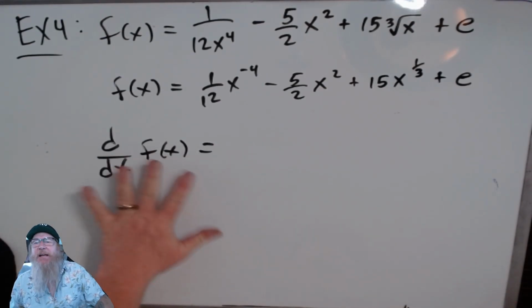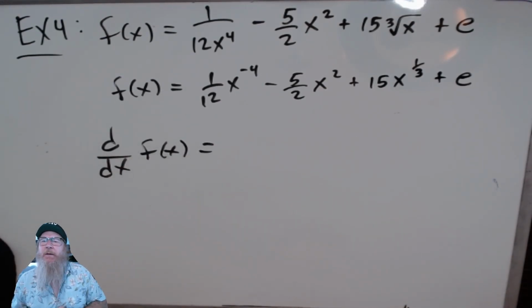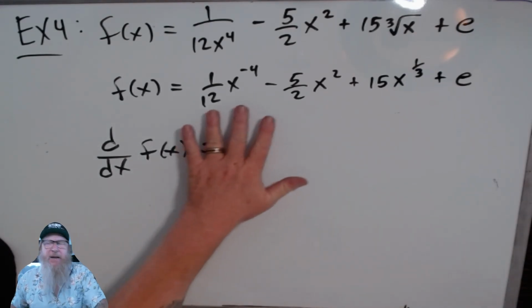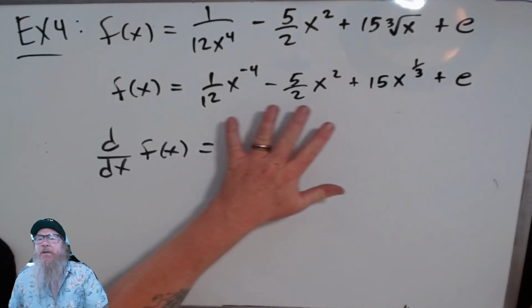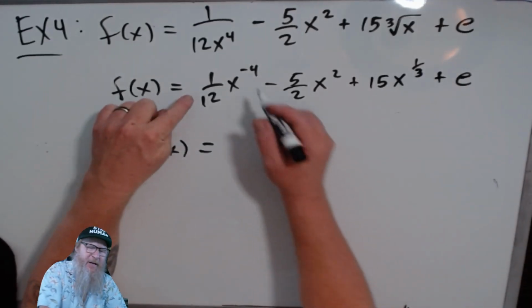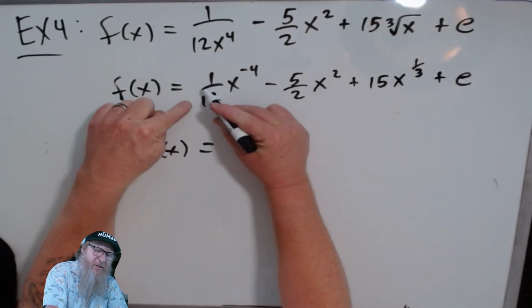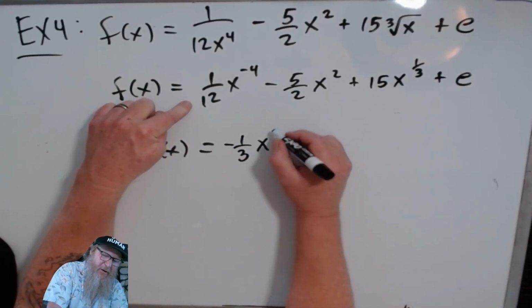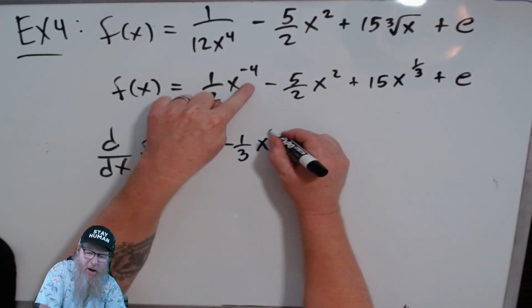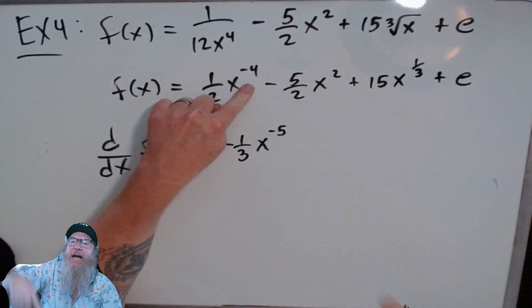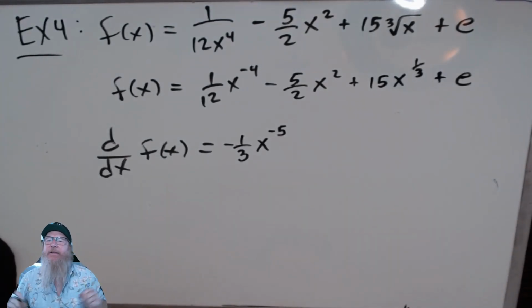Again, this is the same thing as f prime, just another way to say f prime. This one's not too bad. Again, I call this bread and butter. This is just basic algebra steps here. So I've got negative 4 times 1/12, so that's going to be negative 1/3. And then I subtract 1. Be careful. Subtracting 1 from a negative, it's going to go down to negative 5.